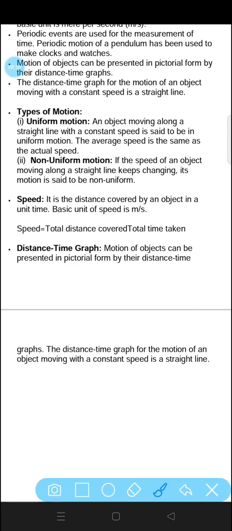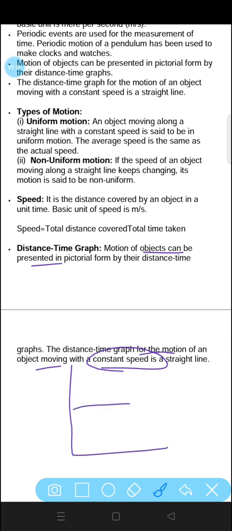Now distance time graph. Motion of an object can be presented in a pictorial form by the distance time graph. And the distance time graph for the motion of an object moving with constant speed will be a straight line. We can show the graph like this. So this is distance, this is time graph.